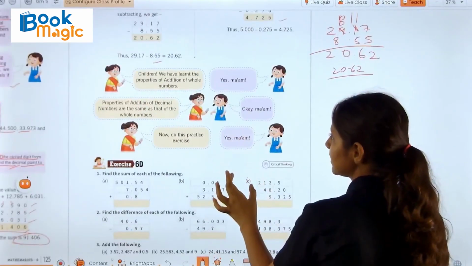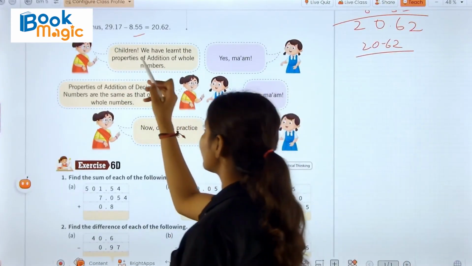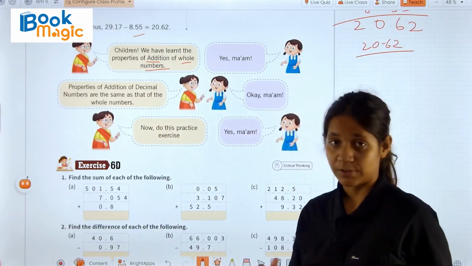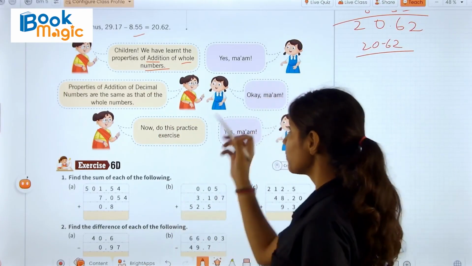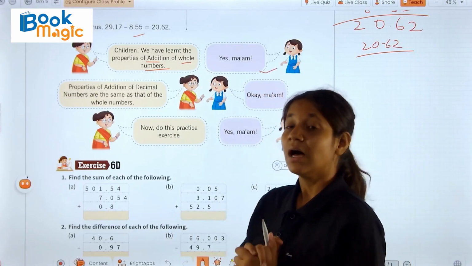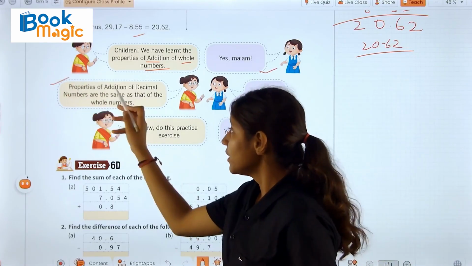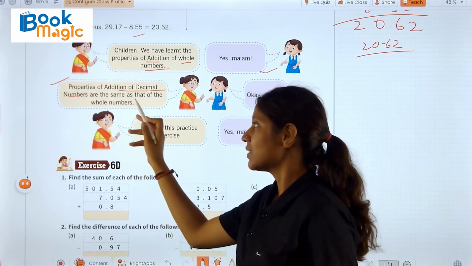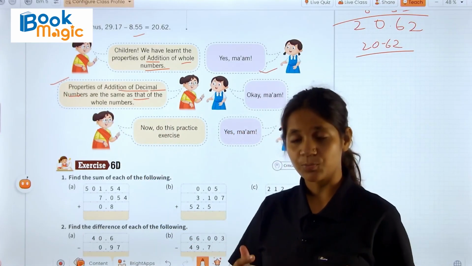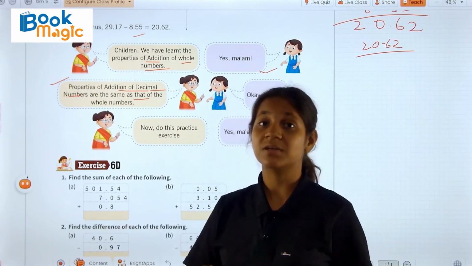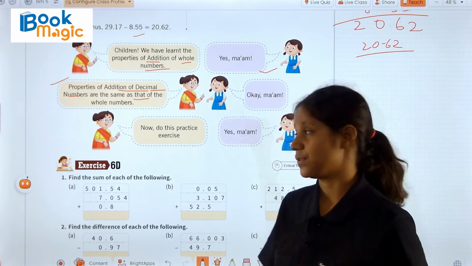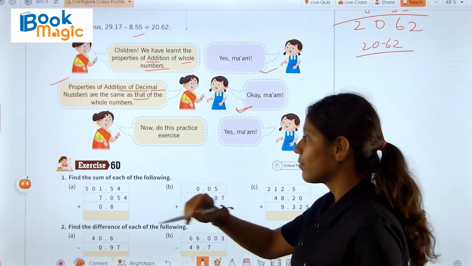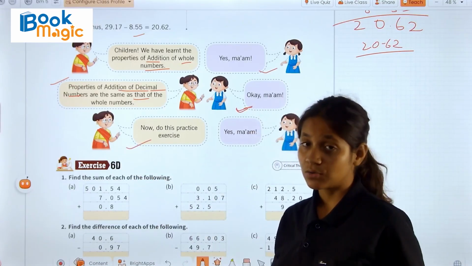Now teacher is saying, children, we have learned the properties of addition of whole numbers. Student replied, yes ma'am. After that, teacher said, properties of addition of decimal numbers are the same as that of whole numbers. Student said, okay ma'am. After that, teacher said, now do this practice exercise.